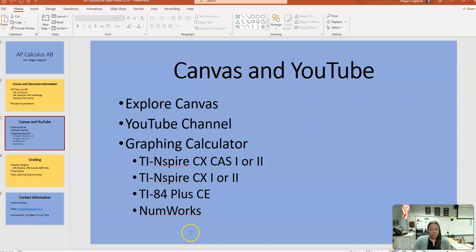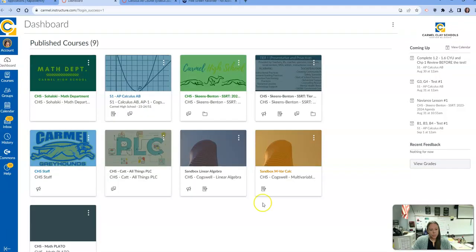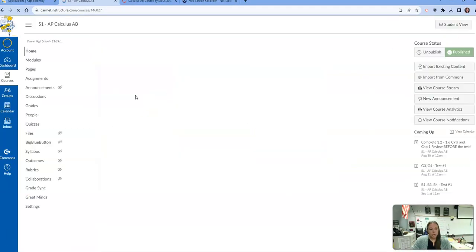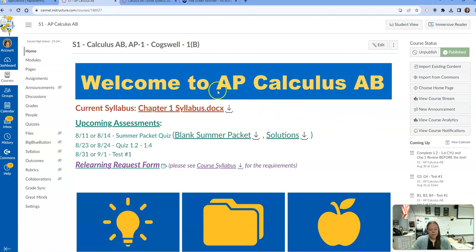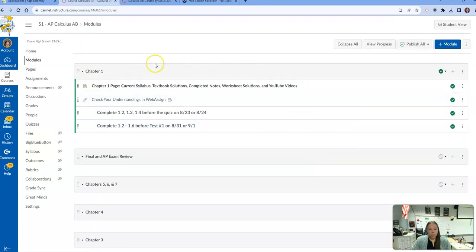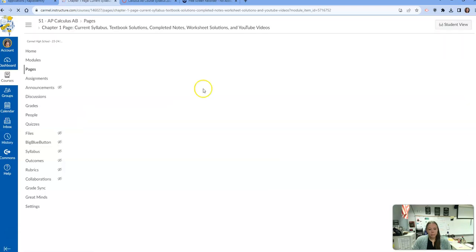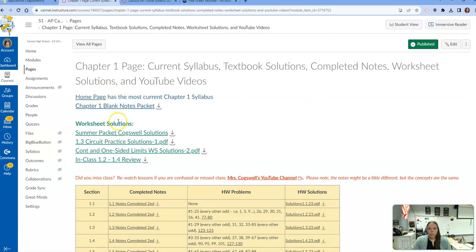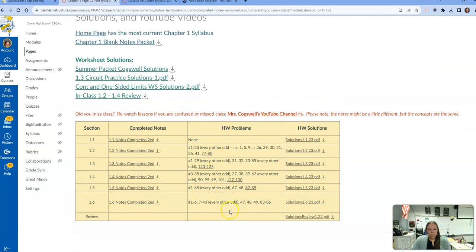So we're going to use Canvas in here, just like all the other courses, and that's where they'll be able to find any resources. So here's what my Canvas course looks like. So this is the home page, and if you click on current modules, this will take you to what we're doing right now, which is in Chapter 1. And in Chapter 1, you will find any worksheets we've completed that I've handed out. There's their blank notes. Here's their homework assignments, completed notes if they're ever absent, if they're sick. That's where they can find their completed notes.